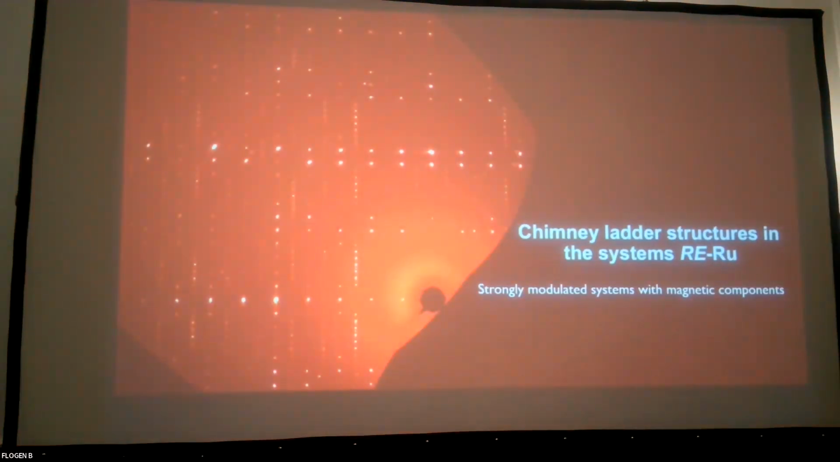And this leads me to the second topic. These are the chimney ladder structures in these systems with rare earth metals and ruthenium. And the interest is motivated by the potential to have strongly modulated systems with magnetic component.